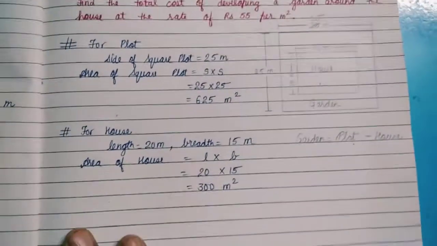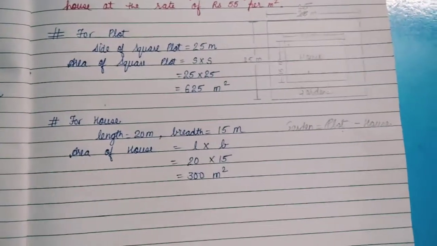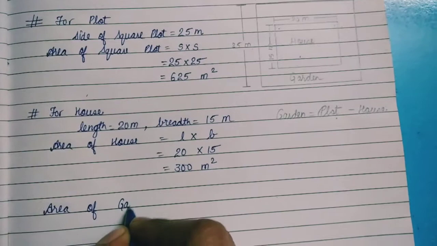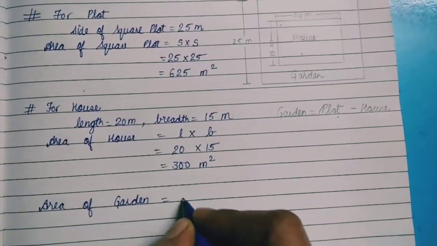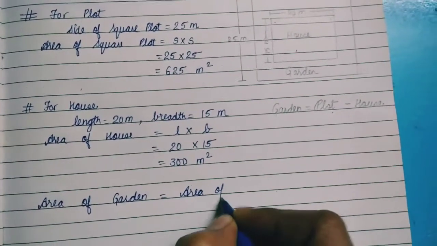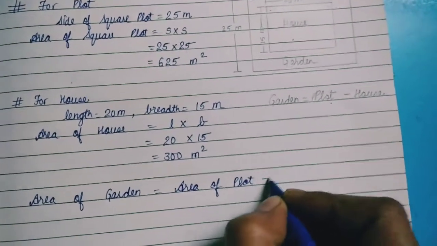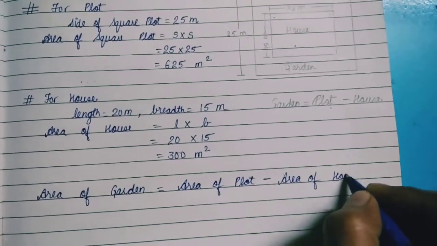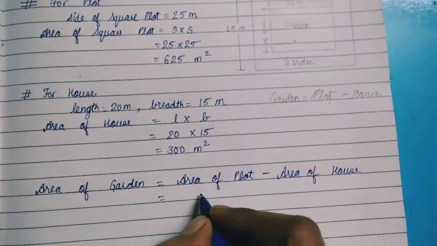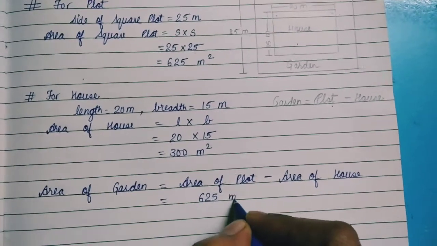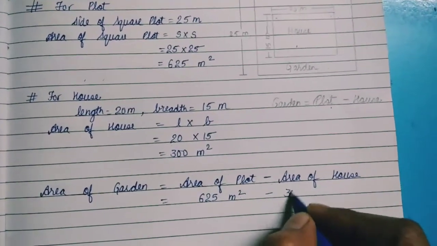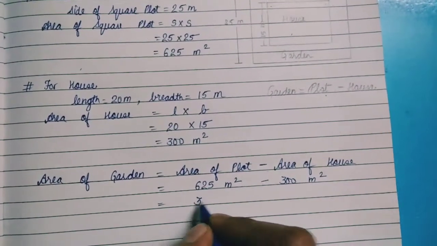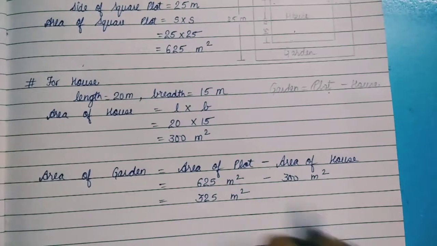Now we have taken both things, the area of the plot and the area of the house. So we can easily get the area of the garden. Area of garden is area of plot minus area of house. The area of the plot is 625 meter square and the area of the house is 300 meter square. 625 minus 300 gives us 325 meter square.